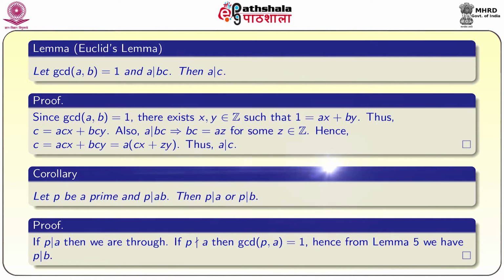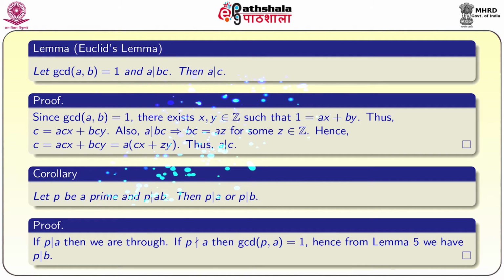Now, an important corollary of this Euclid's lemma, which is very useful, is this: let p be a prime and p divides ab, then p divides a or p divides b. The proof is straightforward. If p divides a, then we are through. What we have to show is p divides a or p divides b. So, if p divides a, then we are done.